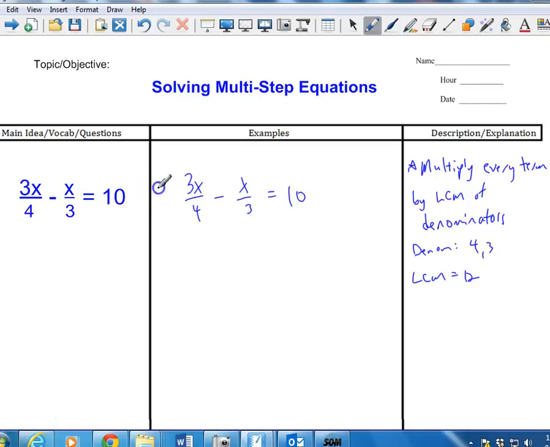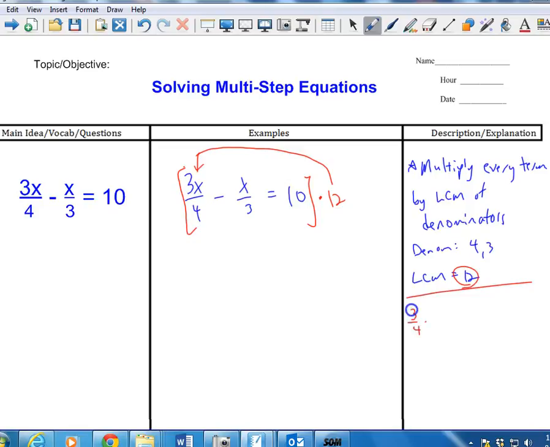Now here's how you write it on your paper. You put a big bracket around the entire equation, both sides like that. You've identified 12 as the multiple, so I'm going to multiply everything times 12. I'm going to start with this term, 3x over 4 times 12. It's kind of like the distributive property. Okay, so I'll keep working over here. Make sure you get all this down.